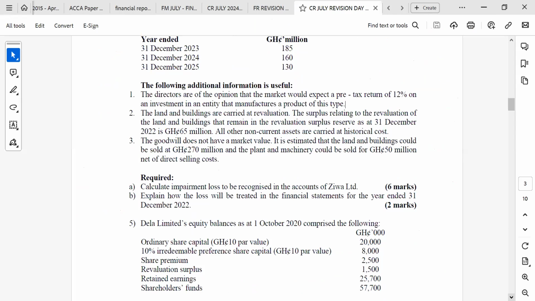Hello, sir. Yes, yeah. So can we conclude that before you distribute the impairment loss, you must compare the net realizable values to the carrying amount? Value. Yes, please.